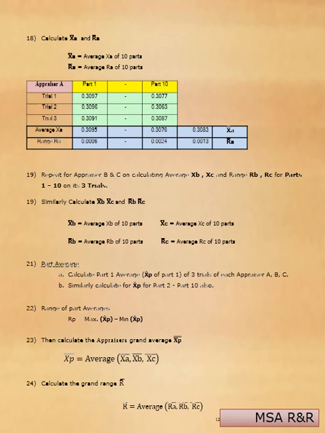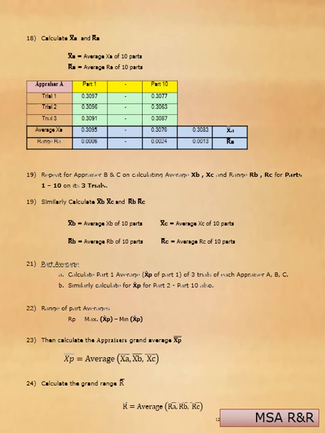Similarly, calculate X bar B, X bar C and R bar B, R bar C. X bar B equals the average of XB over the 10 parts. R bar B equals the average of RB over the 10 parts. X bar C equals the average of XC over the 10 parts. R bar C equals the average of RC over the 10 parts.